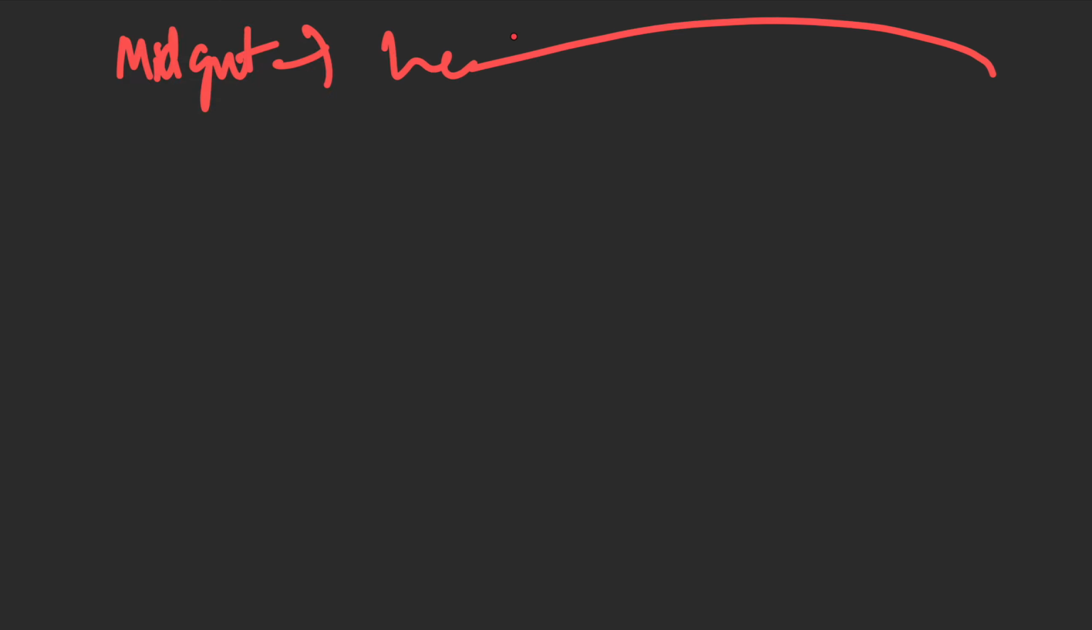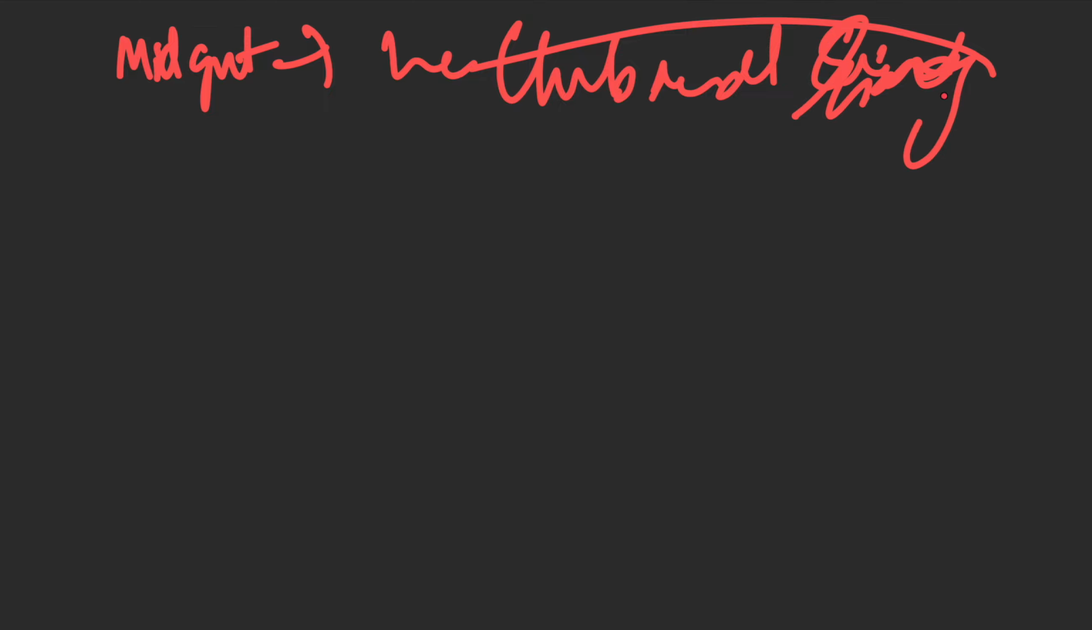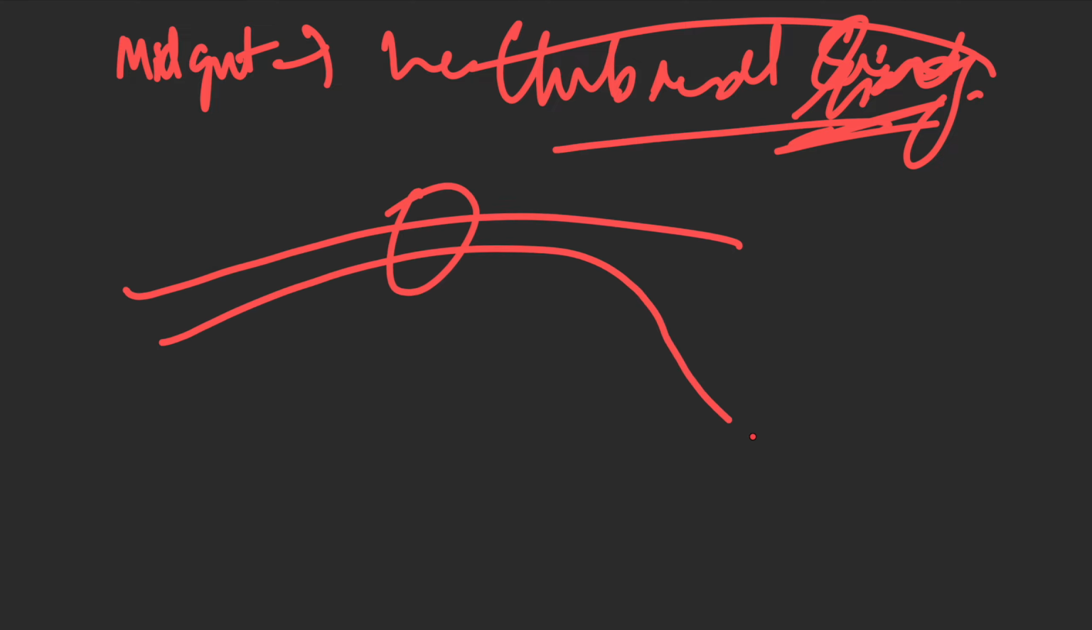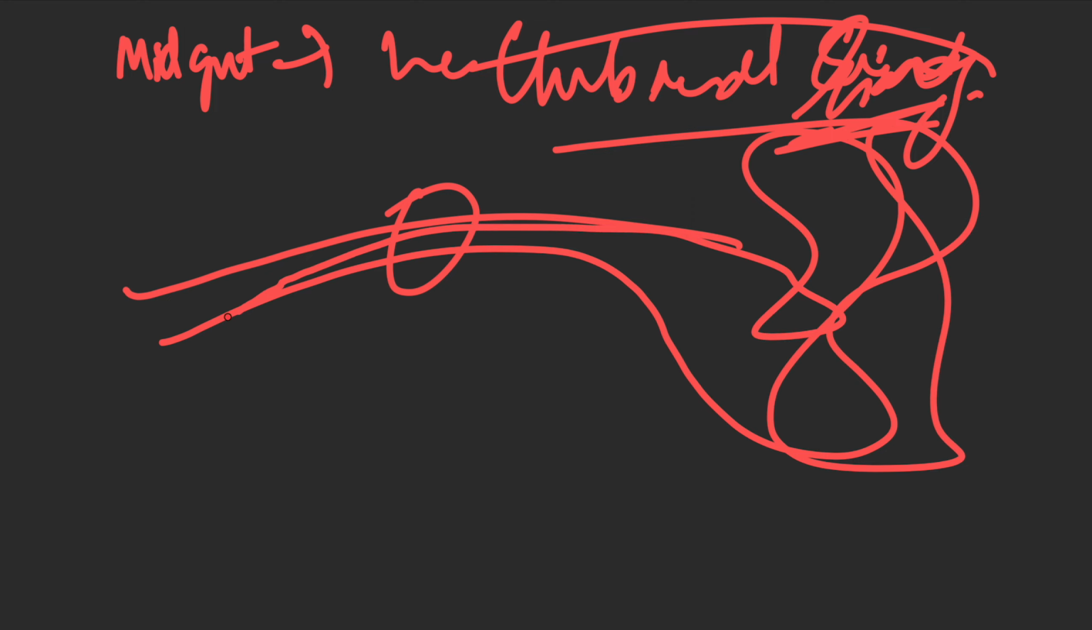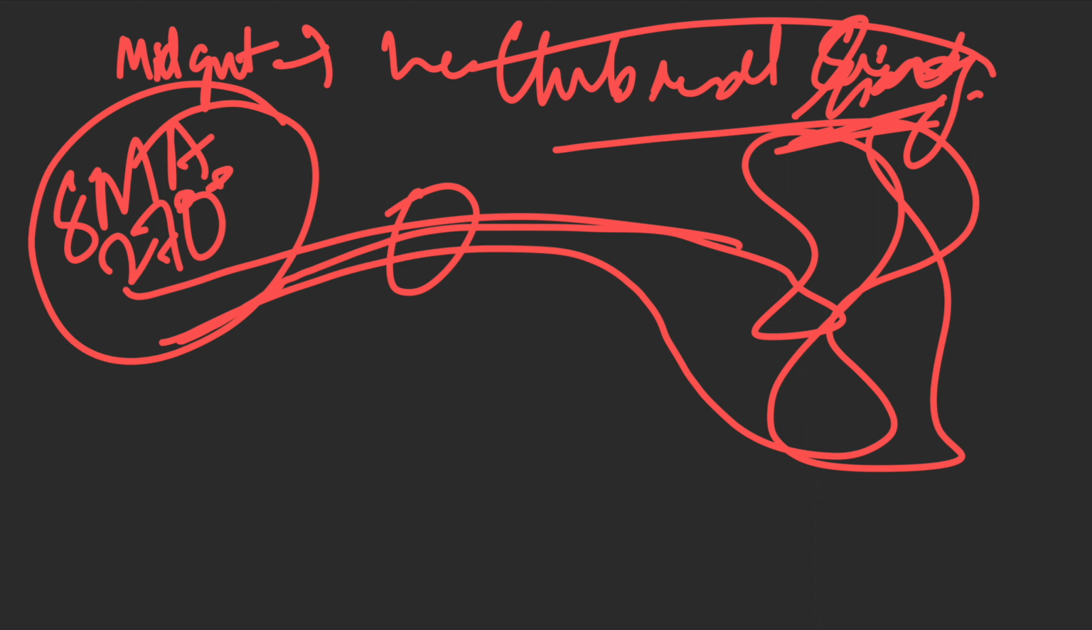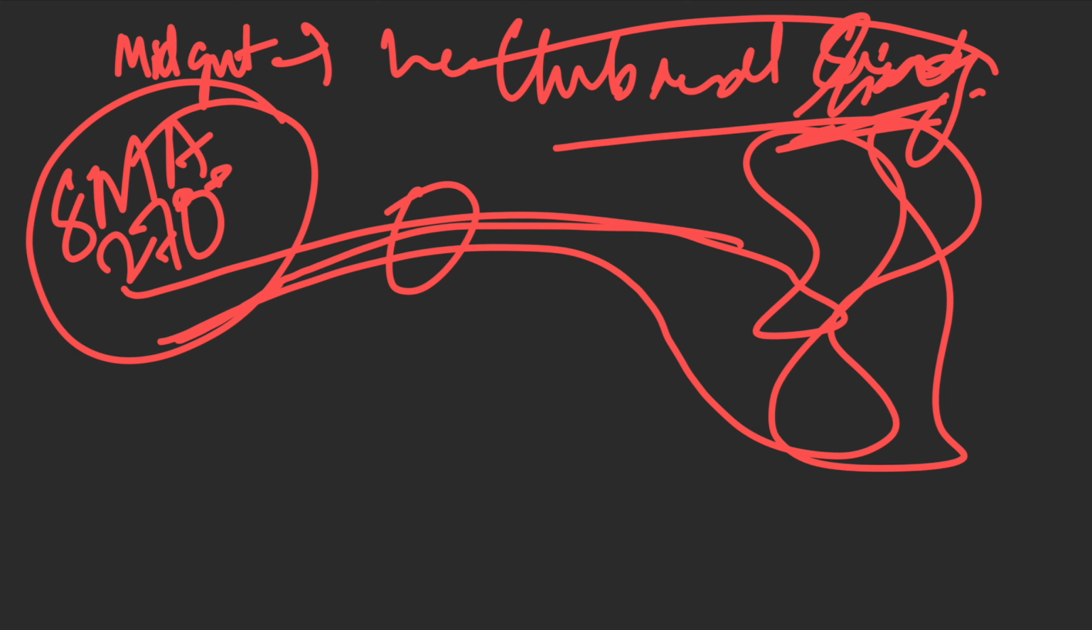One thing which is extra here: the midgut would herniate out of the umbilical ring, not the cord, my bad, guys. Umbilical ring. So this is the ring. It's going to herniate out, grow, and then come back. When it comes back, it's going to rotate around the SMA at 270 degrees.